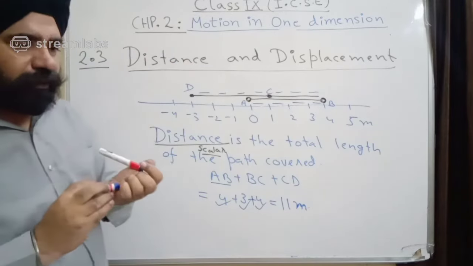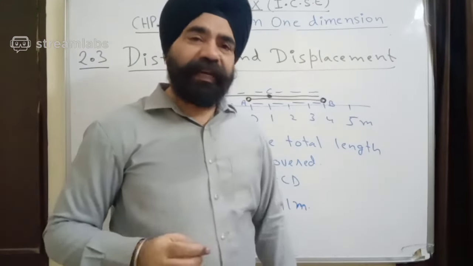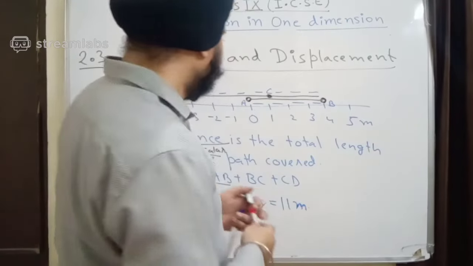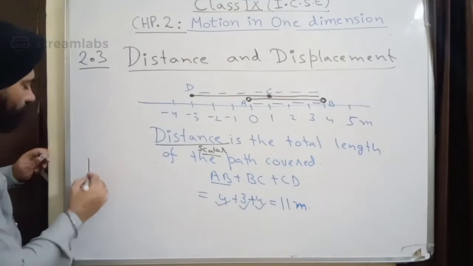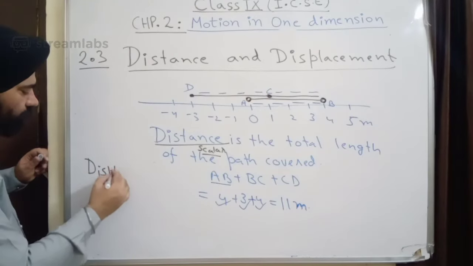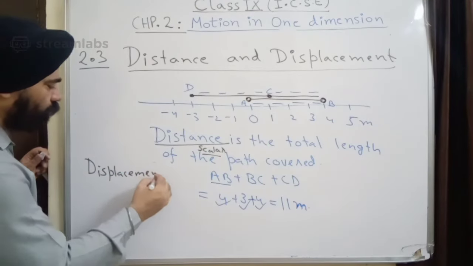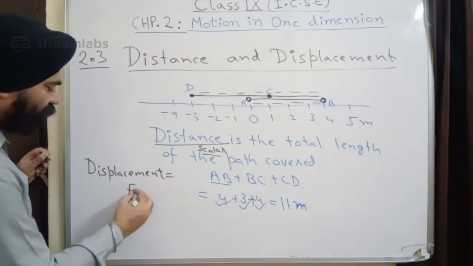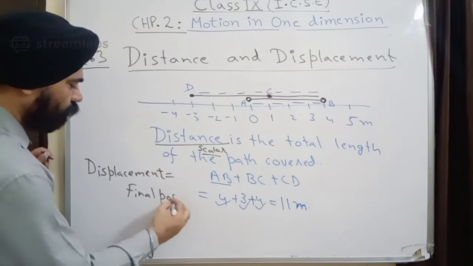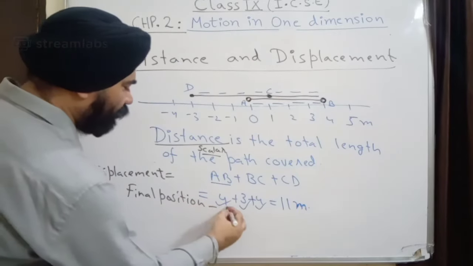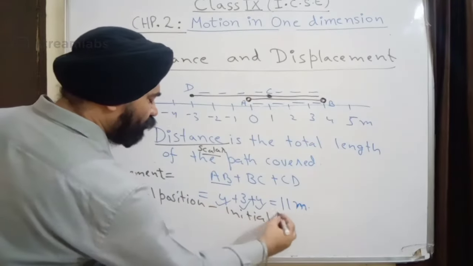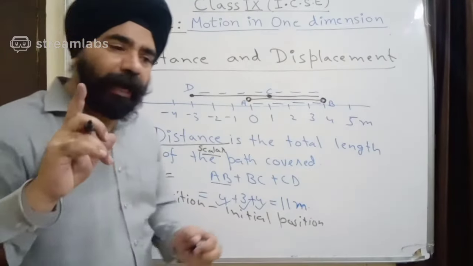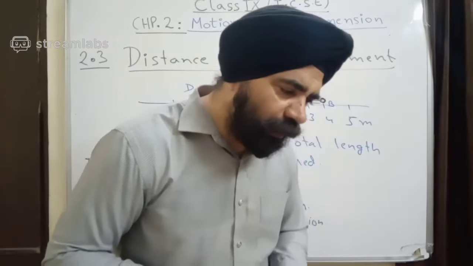On the other hand, if I ask you what is the displacement which the body has done, then displacement is equal to the final position minus the initial position. Got it? So what is the final position? Now the sign has meaning.